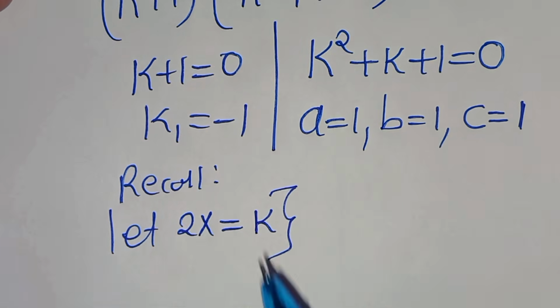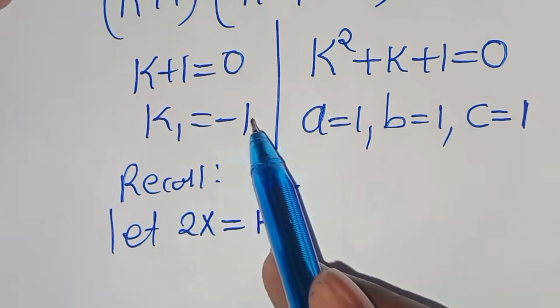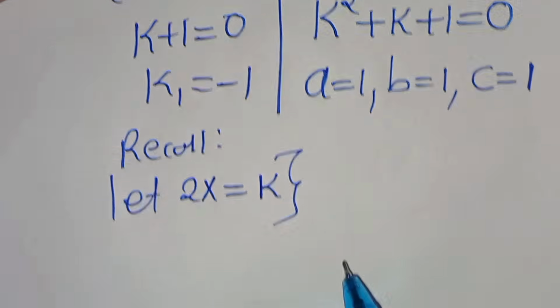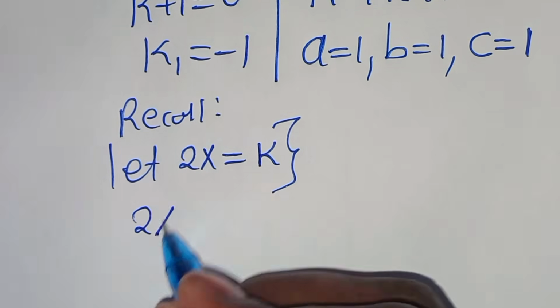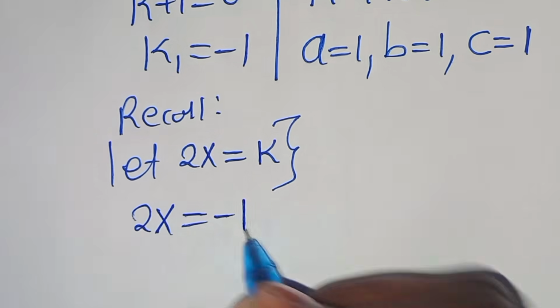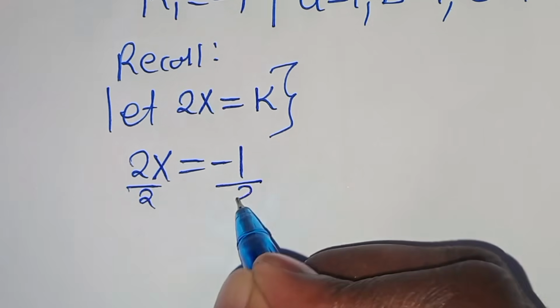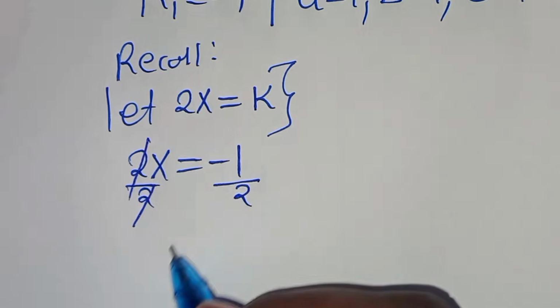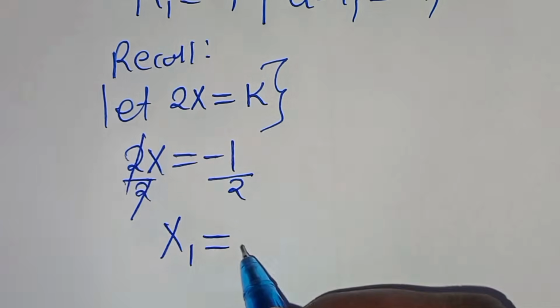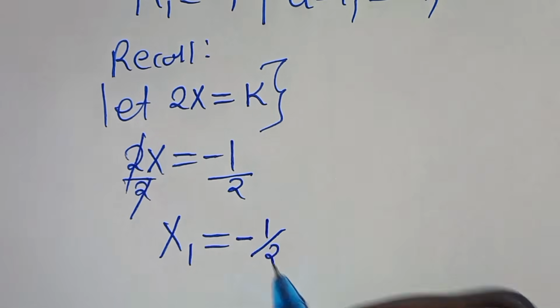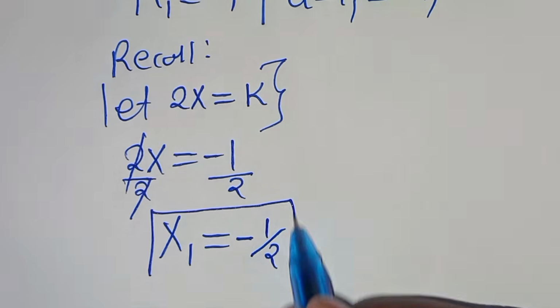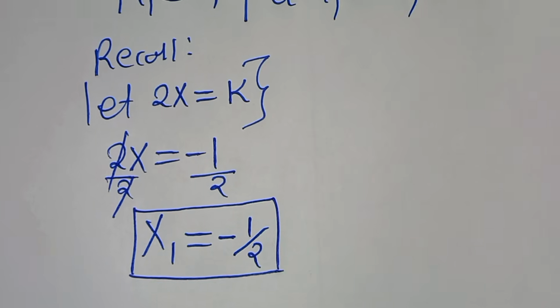From the first part here, we have that k is equal to minus 1. So this means that 2x is equal to minus 1. So let's divide both sides by 2. And this implies that x1 is equal to minus a half.